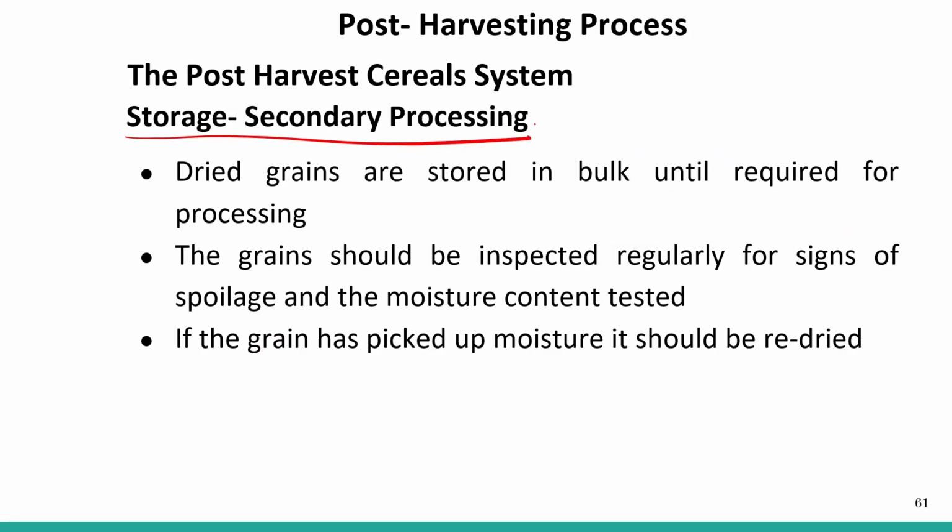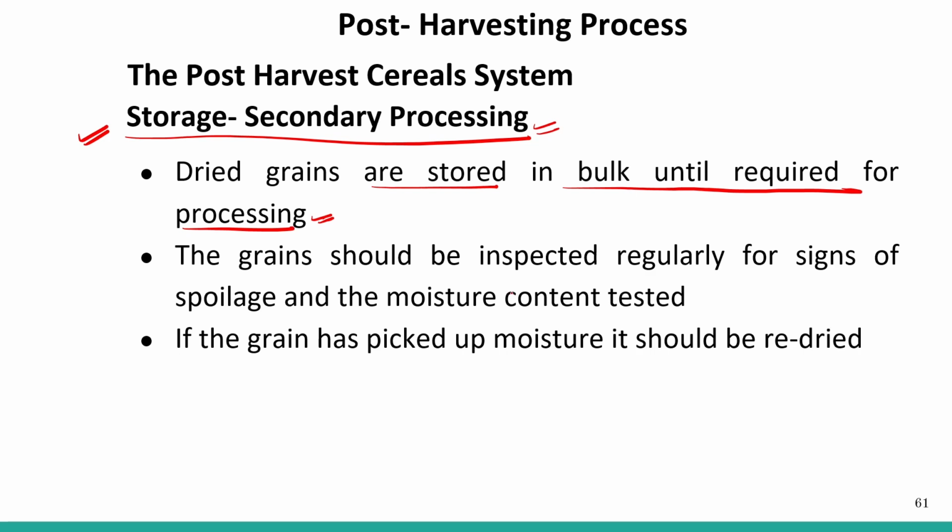Storage and secondary processing. Now this is all about the primary processing. Now we can have the secondary processing also. The dried grains are stored in bulk until required for processing. So once we have dried grains, we can store them for a longer duration of time, in bulk.